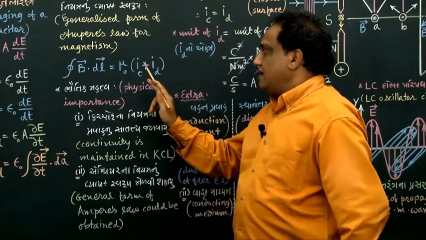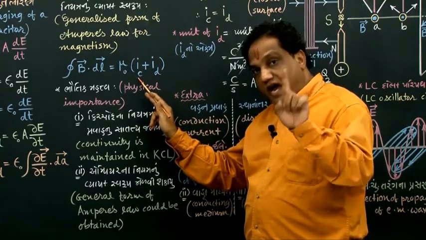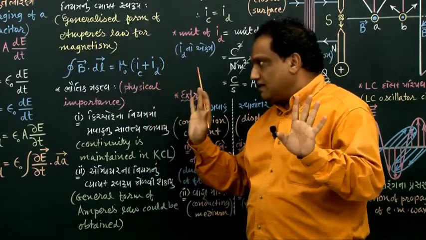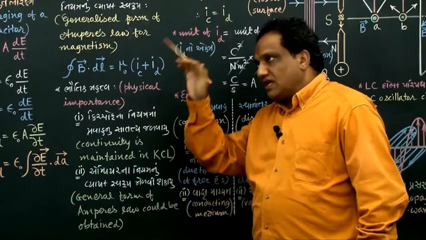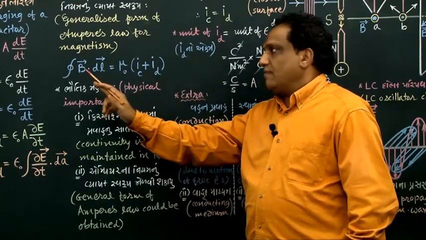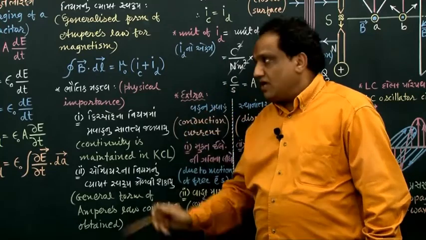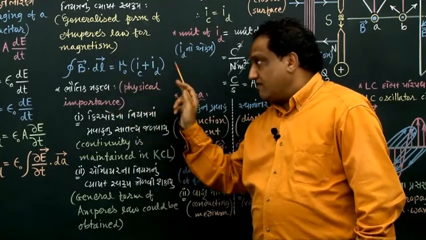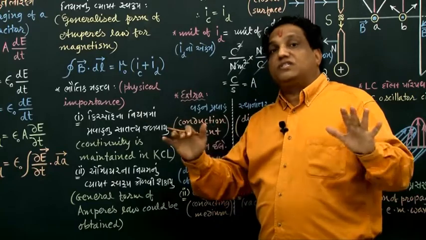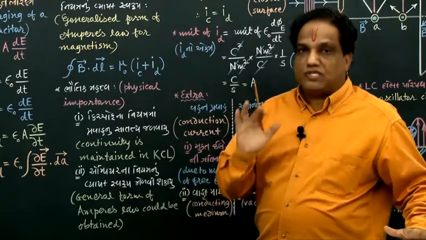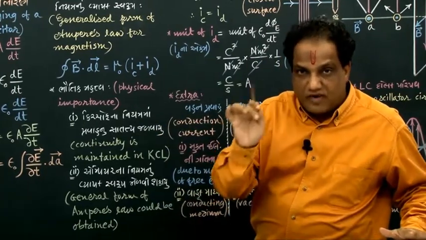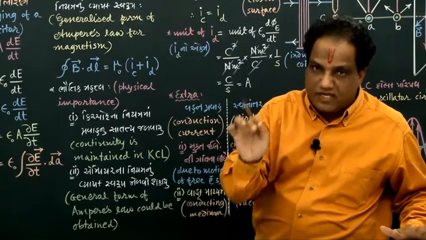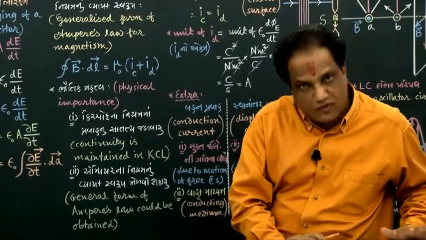So don't write simply I or IC, you add displacement current to that current, then the whole circuit will be continuous and you can apply this Ampere's law. If you write Ampere's law in this form, we call it the generalized form of Ampere's law, or sometimes it is called Maxwell-Ampere's circuital law. Okay, fine.